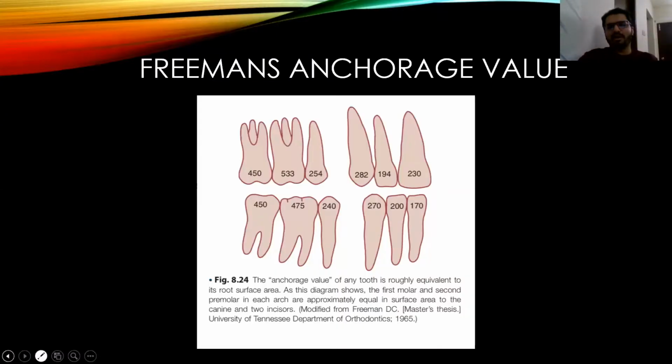Now this, if you want to remember, if they give this diagram question, you can answer. Freeman is the one who gave this anchorage value diagram. This will help you in deciding what type of anchorage it is, case for extraction, group A, group B, group C, which teeth you need to incorporate and all of that. In anterior teeth, canines will have the highest value. In posterior teeth, your first molars will have the highest value.